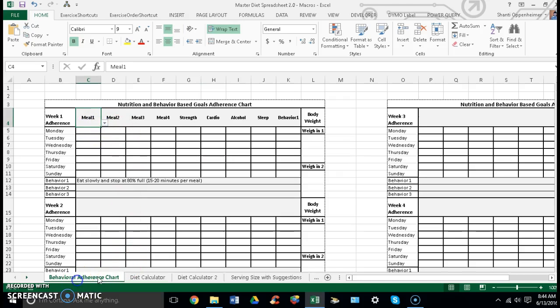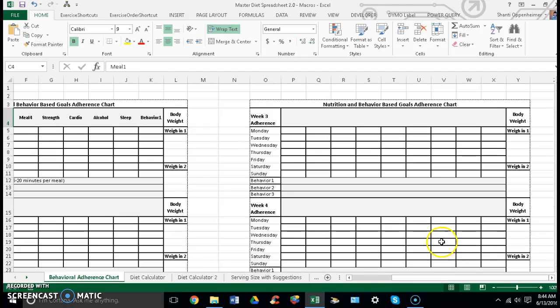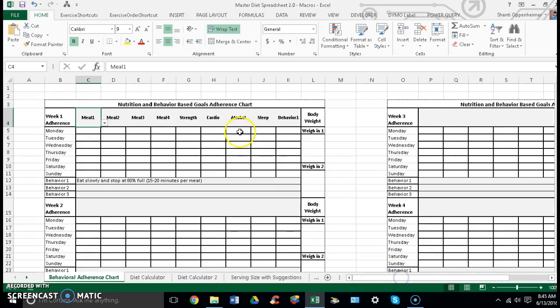In this first tab, as you can see, this is your behavioral adherence chart. If you take a close look, you have 4 weeks worth of chart. So we may not always fill out all 4 weeks. If any adjustments to the diet get made, then we would reset and start off fresh. However, this is just an easy way. If we find the correct calories, then you're consistently losing or gaining or maintaining your weight, whatever your goal is, we would just record it here.